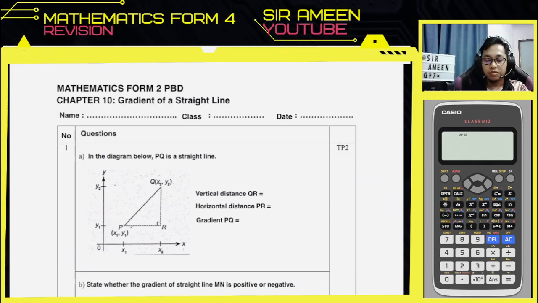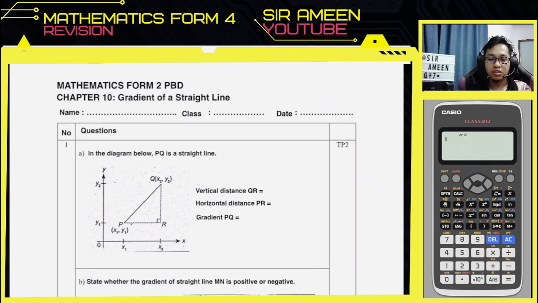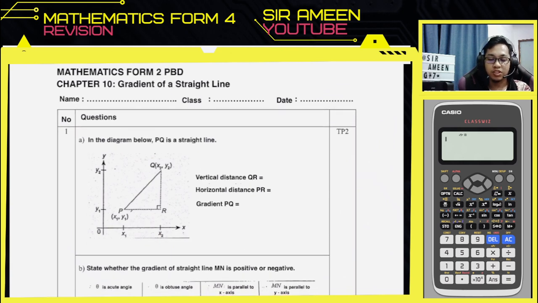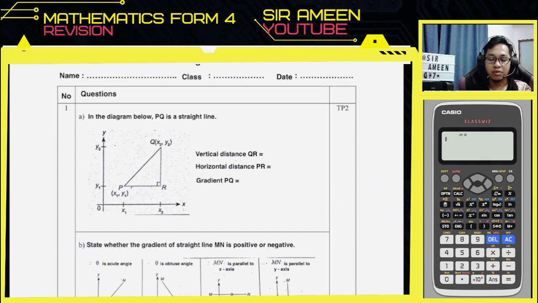Hello everyone. Okay, for today's class, we will revise a little bit about chapter 10 for Form 2, Gradient of a Straight Line. So this is a set of questions for our revision today that I have distributed to you. So in this video, I will only discuss the answers for these questions.